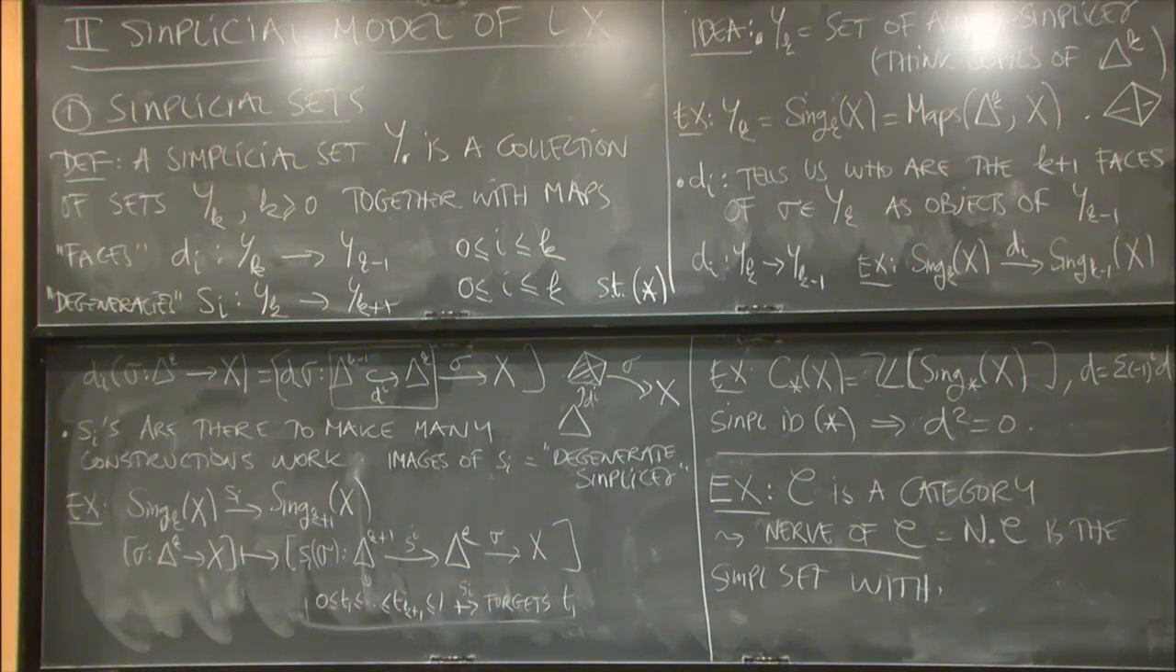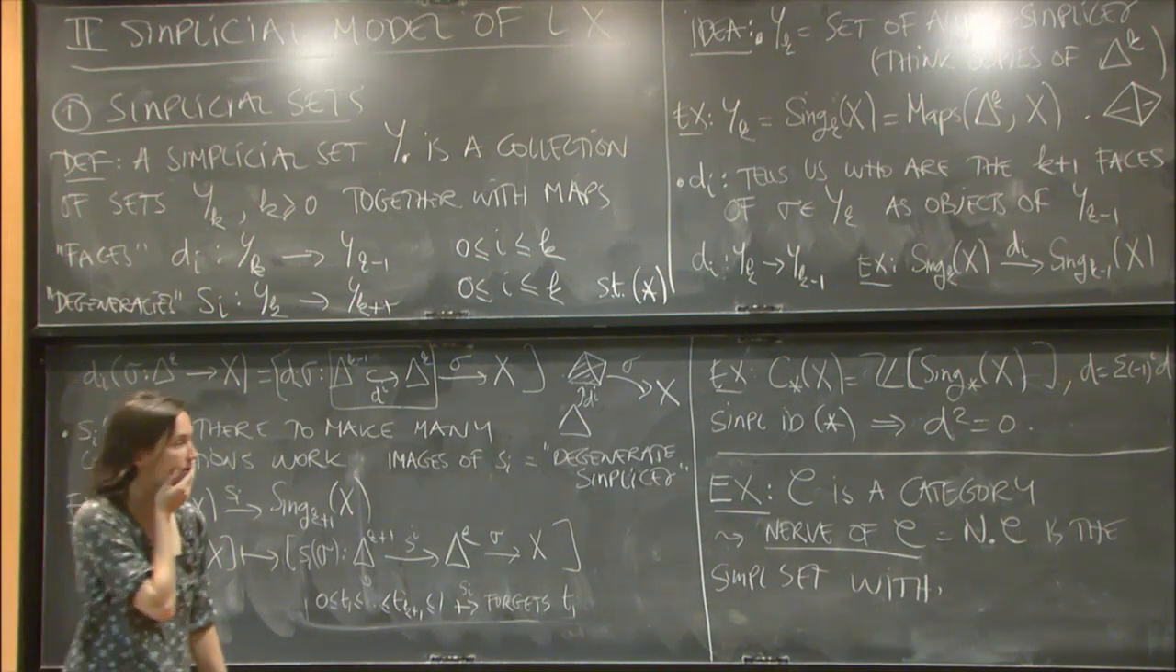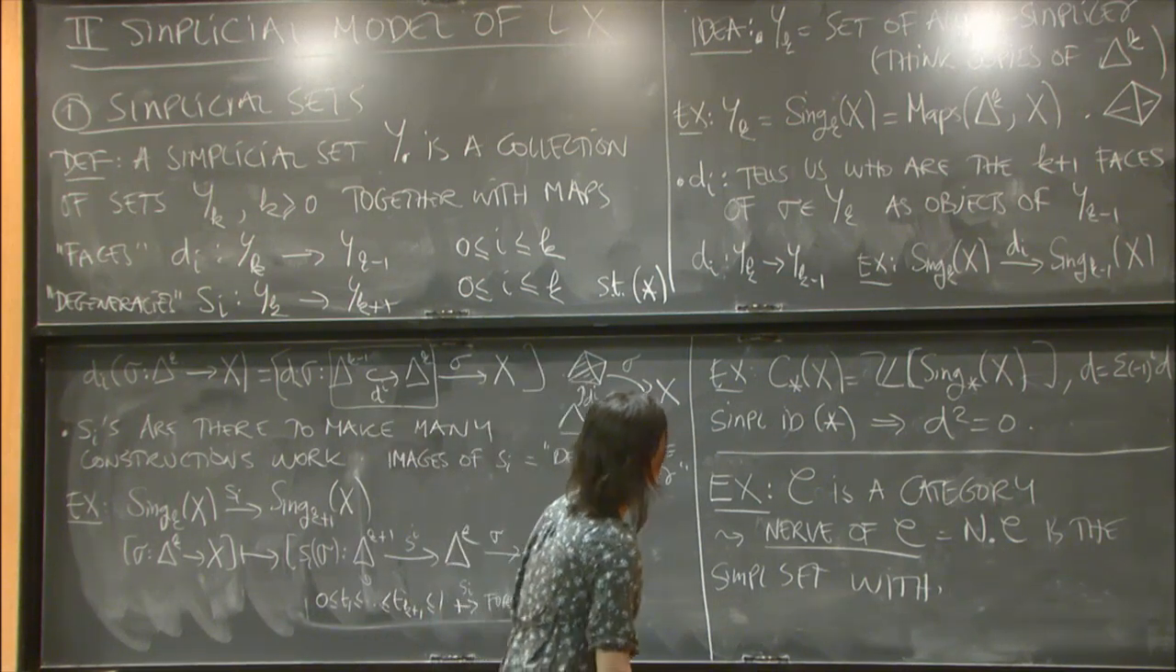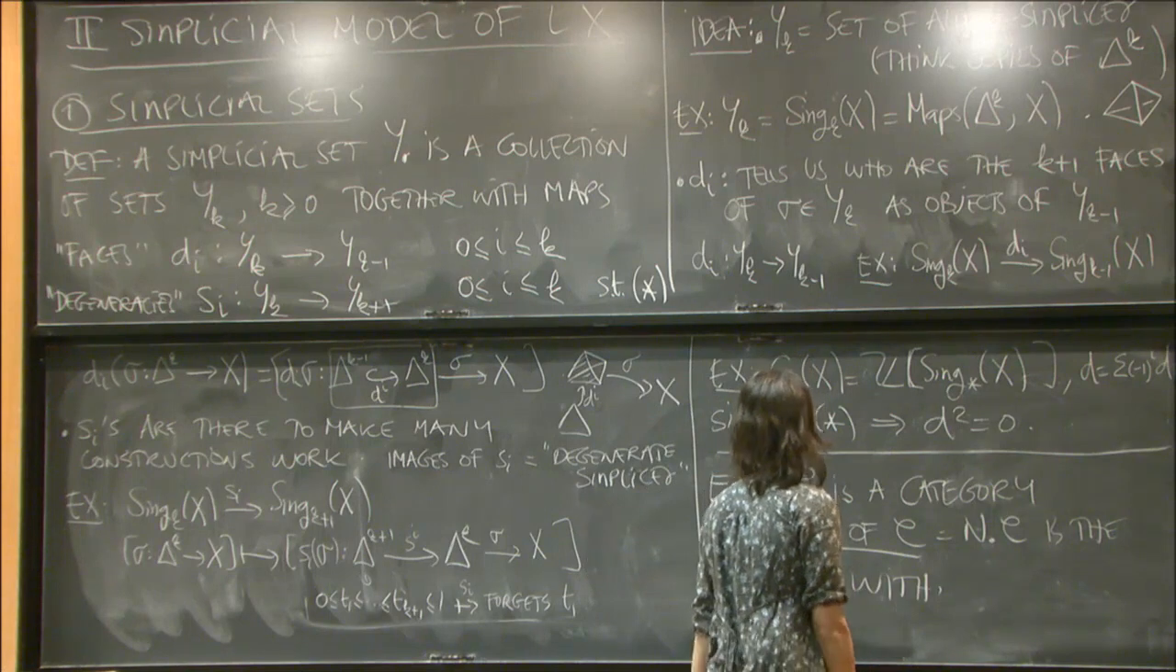We have to go back to our circle at some point. Can we see C star X as the nerve of some category?